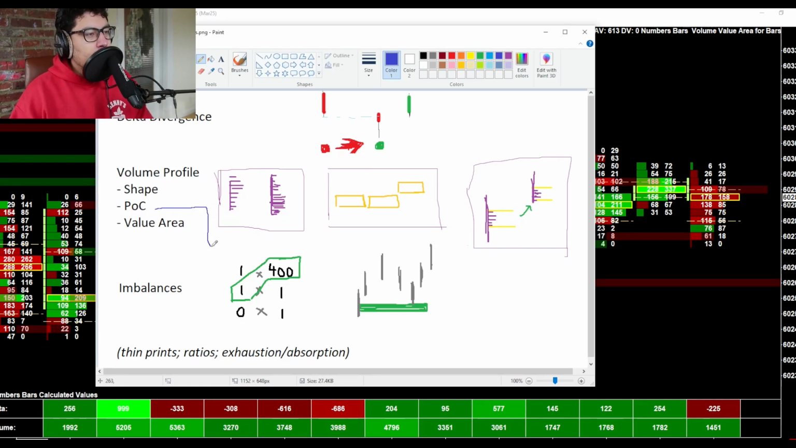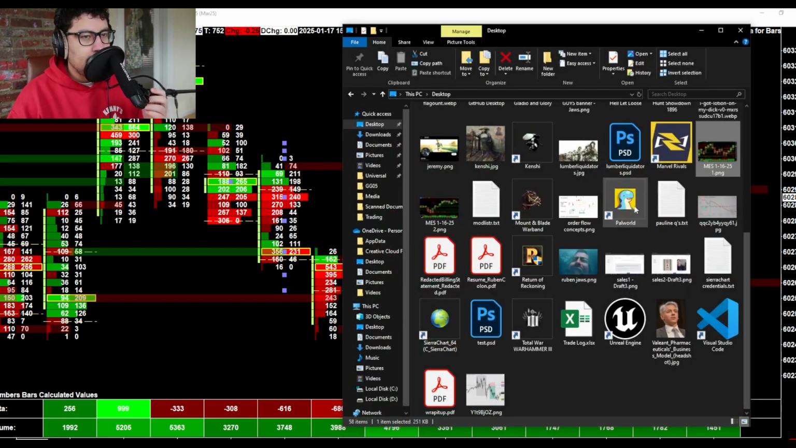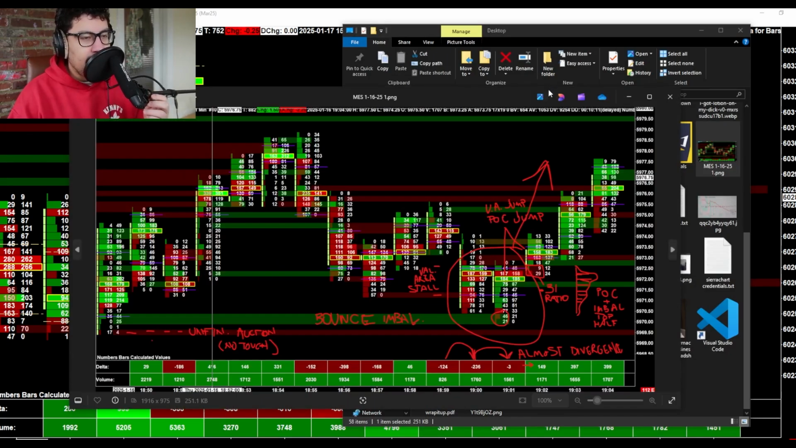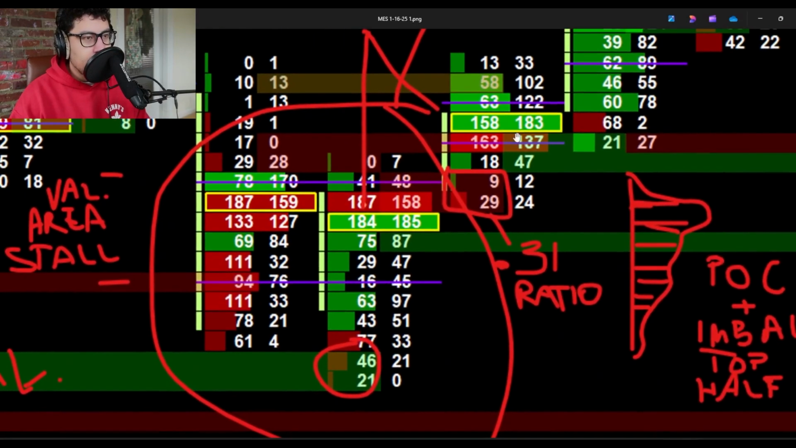Point of control. You see these yellow boxes I mentioned before, but let me jump back to shape really fast because this was an example of a P profile. And this one turned out to be bullish. You see how all the volume's at the top, super thin at the bottom. Aggressive market sellers are on the left side, and it's kind of thinning out at the bottom. There's just more volume up here.